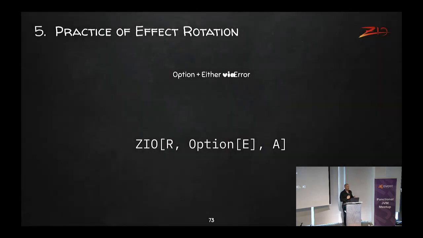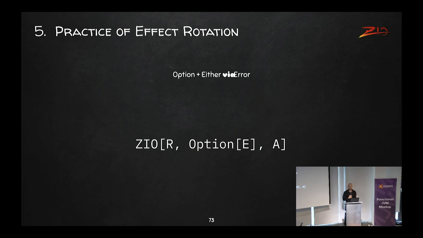All right, so that handles, obviously we have reader baked in. We have error baked in. We can do optionality just by using unit for the error channel. And we can even combine error and optionality by using OptionT. What about the other combinations?